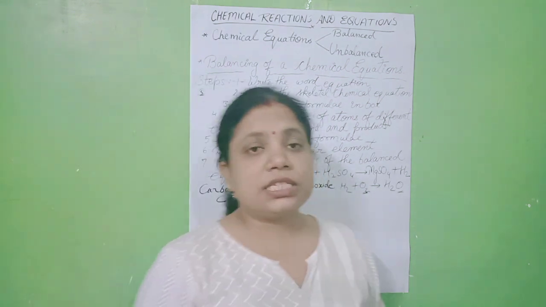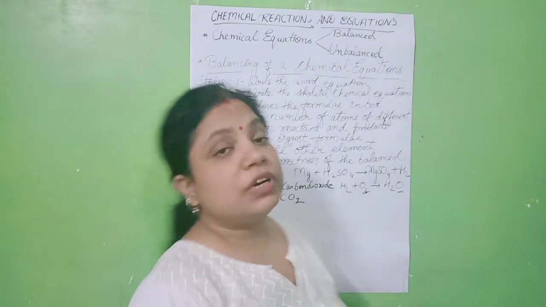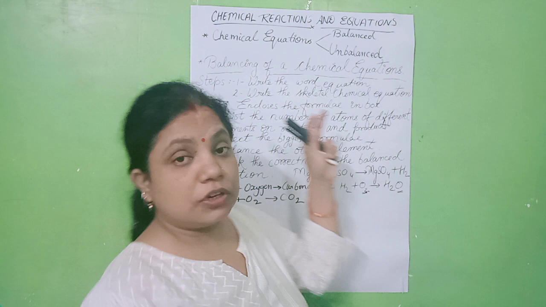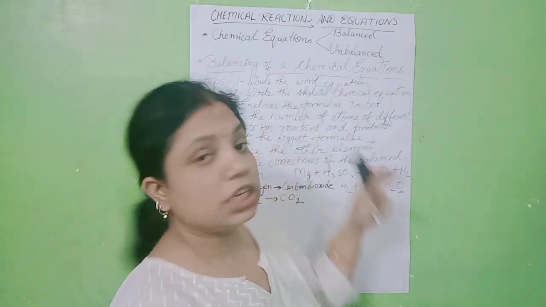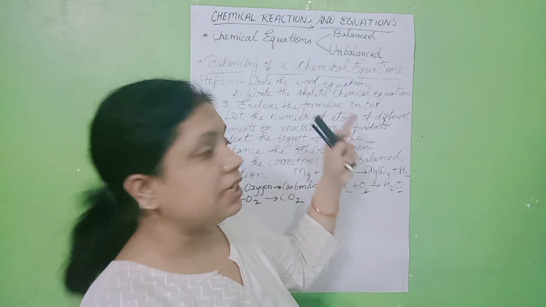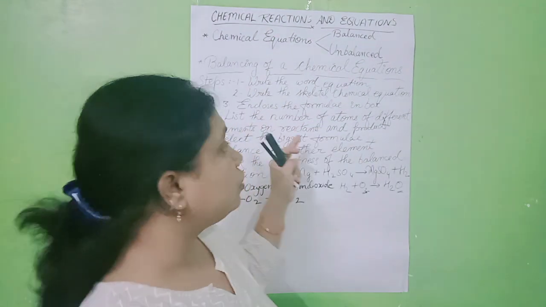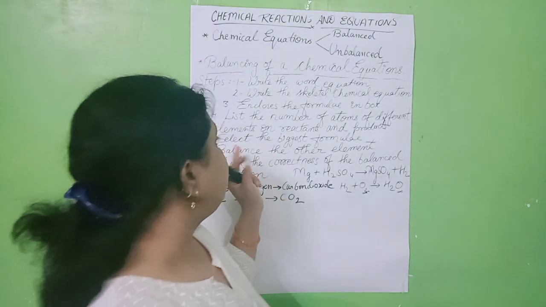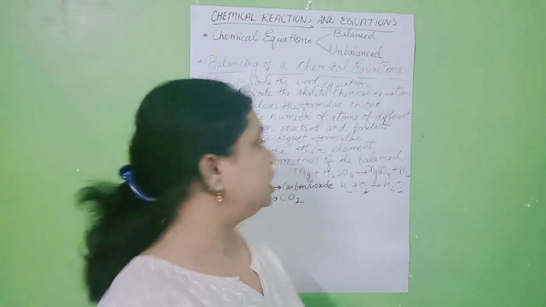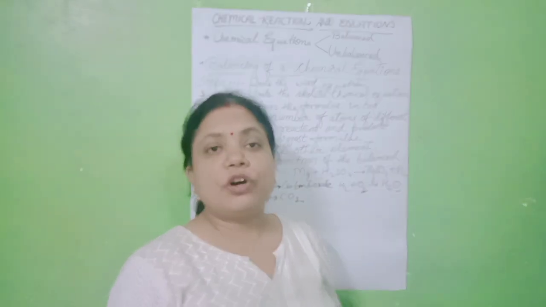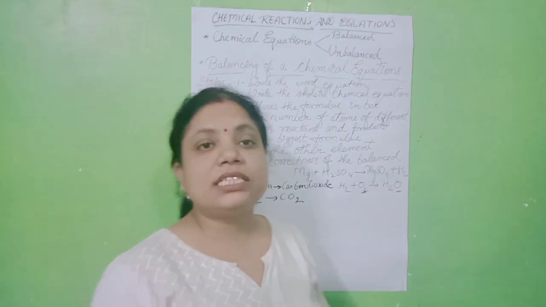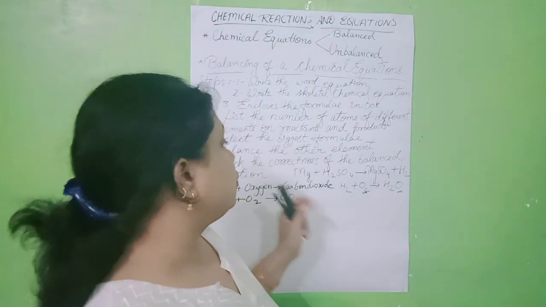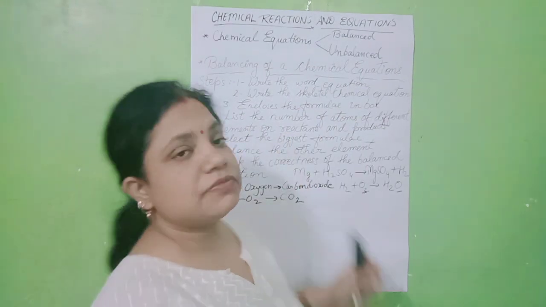Now what are the steps we follow in balancing a chemical equation? So students, follow these steps. Step 1 is write the word equation. Second, write the skeletal chemical equation. Third, enclose the formulas in boxes. Fourth, list the number of atoms of different elements on reactants and products. Fifth, select the biggest formula. Sixth, balance the other elements. Seventh, check the correctness of the balanced equation. Fine. So these are the steps which we have to follow.